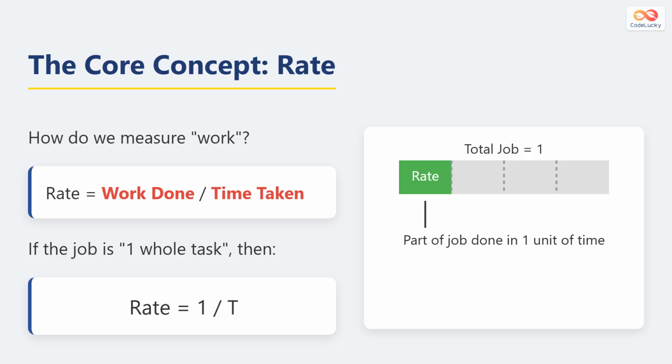The fundamental concept here is the rate of work. We often talk about how long something takes, like hours or minutes. But in math, it is much more useful to talk about how much of the job gets done in one unit of time. If we consider a complete job as the number 1, then the rate is simply 1 divided by the time taken.